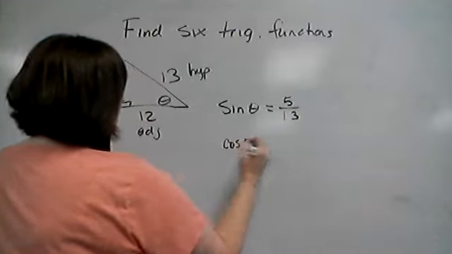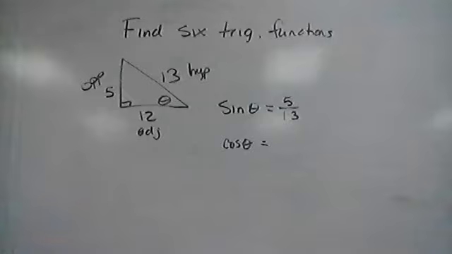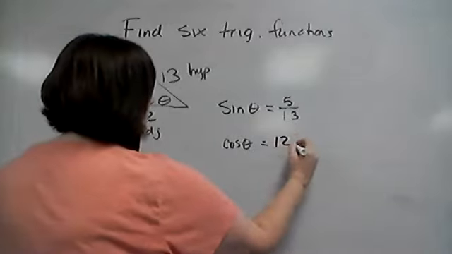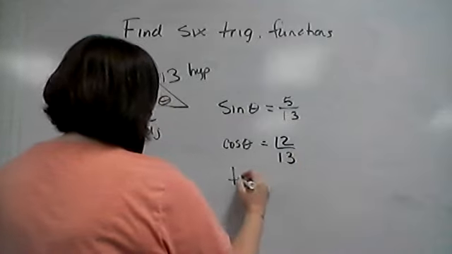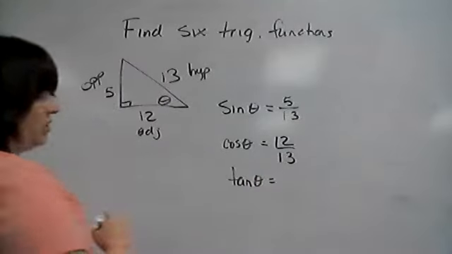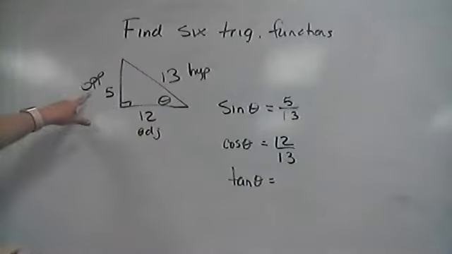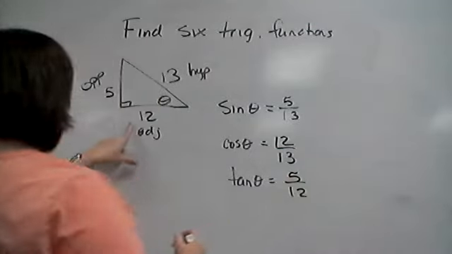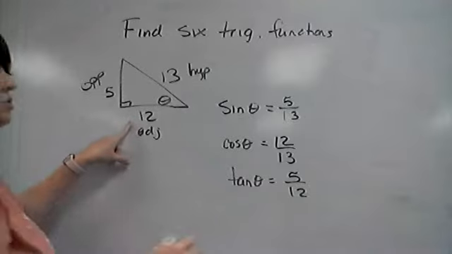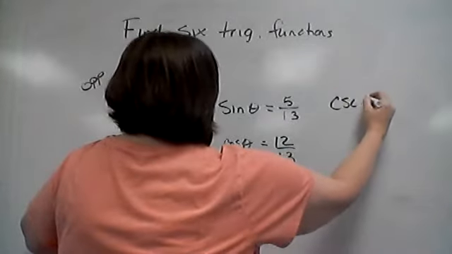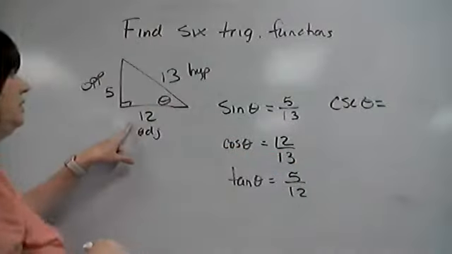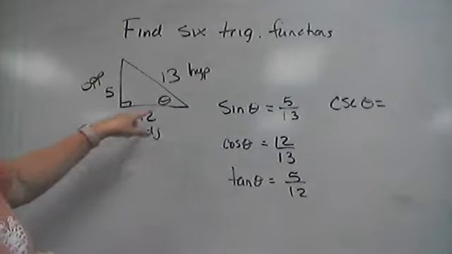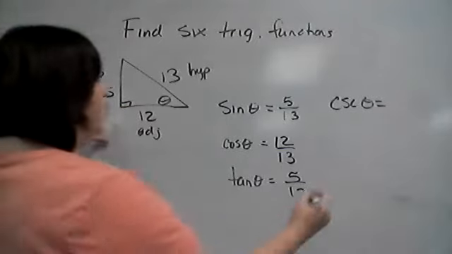Cosine of theta is going to be adjacent over hypotenuse, so it's going to be 12 over 13. Tangent is going to be opposite over adjacent, so 5 over 12. And then we're going to do the reciprocal functions. Cosecant is the reciprocal of sine, so it is hypotenuse over opposite, so 13 over 5.